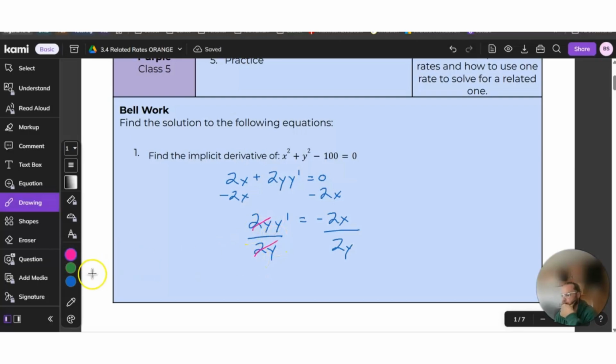So these cancel. And we get y prime. What happens to those 2's? Exactly. So I get negative x over y. Amazing, right?